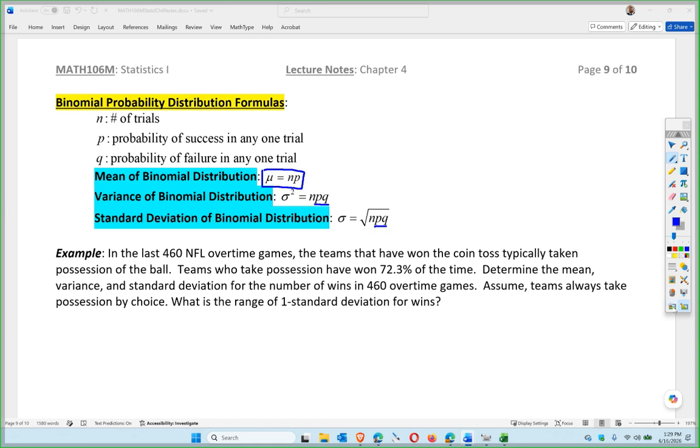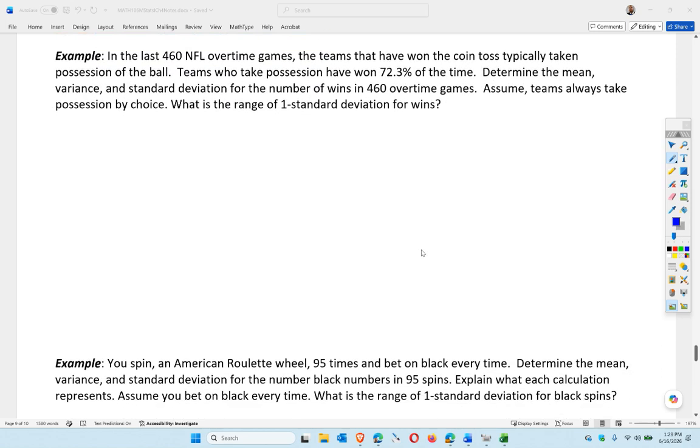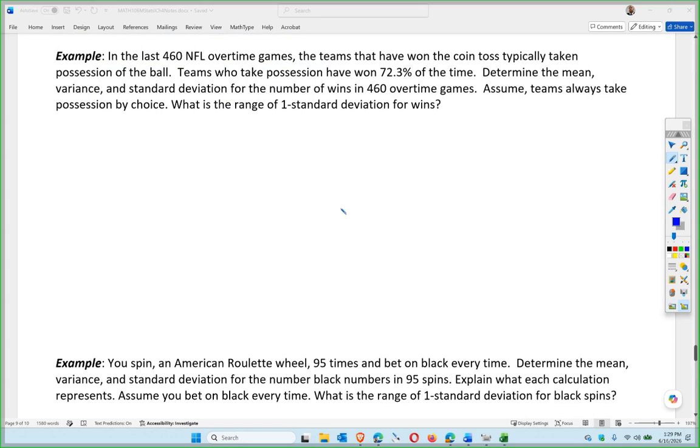Okay. Let's say we have 460 NFL games, sorry, not that many teams obviously. In overtime, the team that takes the ball based on the coin flip is supposed to win this many games essentially. That's at least what the statistics say. So this is empirical type probability essentially.